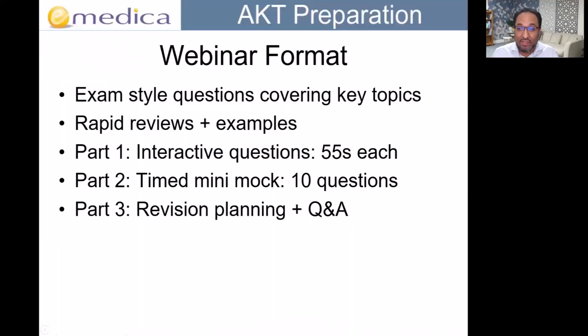So what we're going to do is exam style questions covering key topics followed by rapid reviews. There'll be examples of different question formats that you might see in the exam. We're going to split today's session into 3 parts. Part 1, we'll do 5 interactive questions where I will show you a question. You'll have 55 seconds to look at it and I will launch a poll. Please use the poll to select an answer.